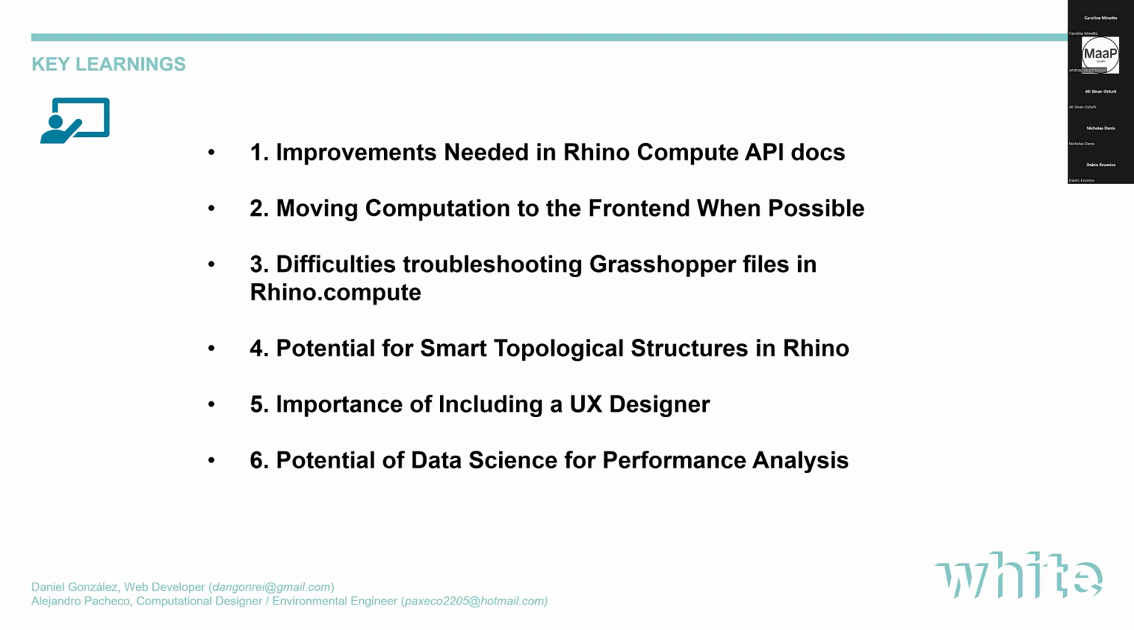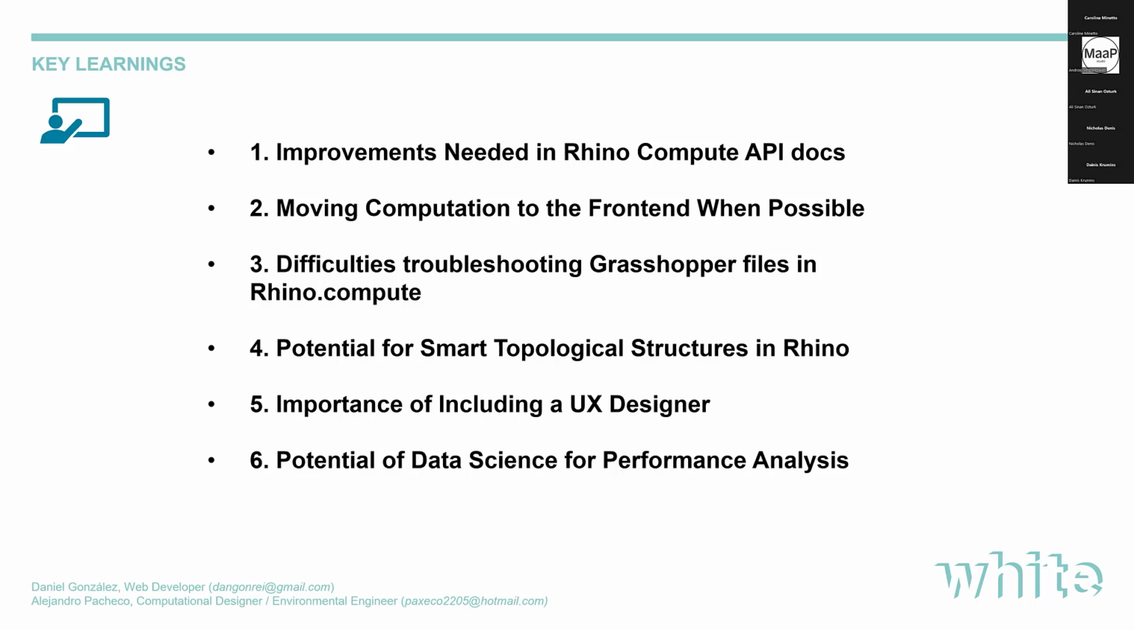After working on this, we identified some key points that we want to raise and potential improvements to how this could be done. The first point is the improvements needed in the Rhino.Compute API docs. We will cover them one by one. So let's just go through them and then we go deeper. The second part is moving computation to the front end when possible.